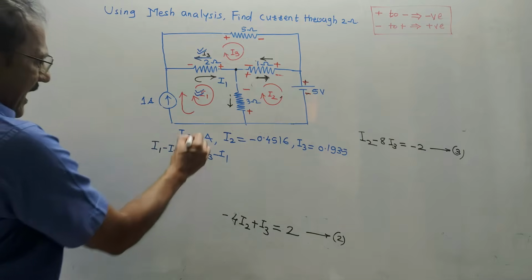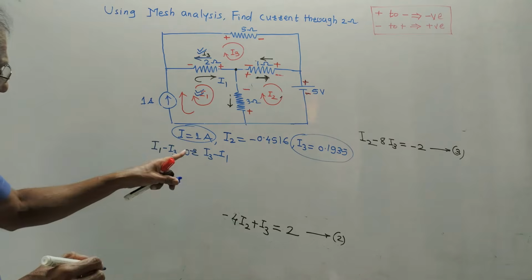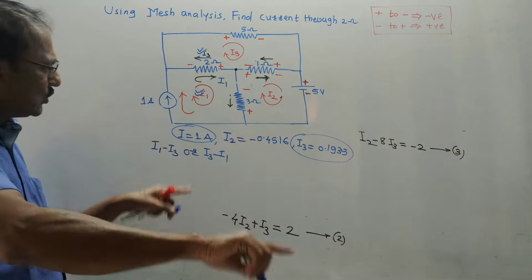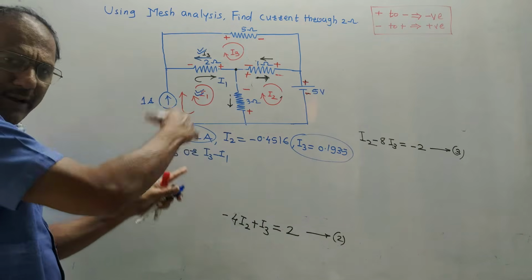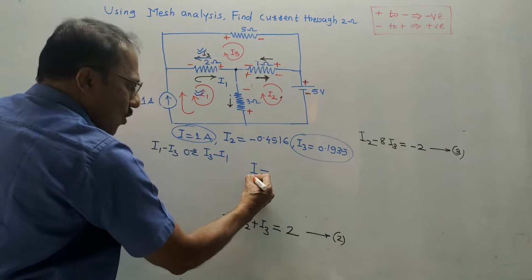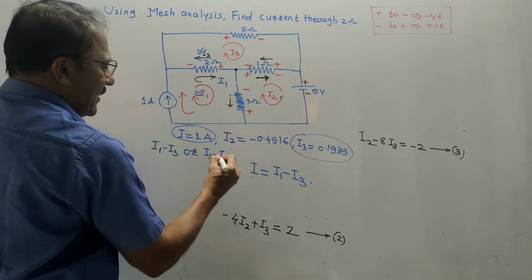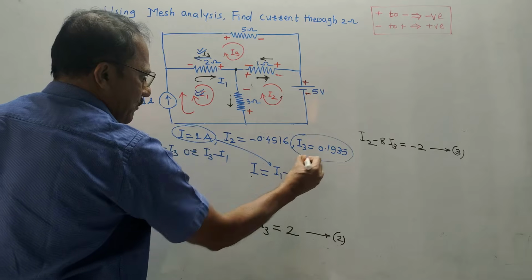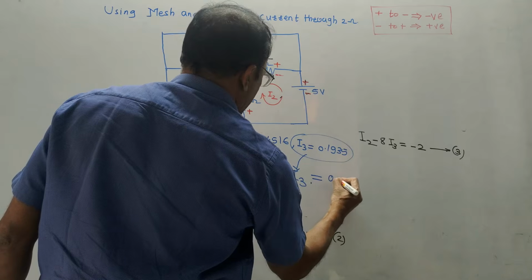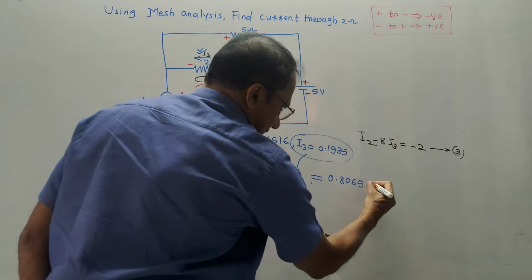Look at the values. I1 is 1 ampere, I3 is 0.1935. So the appropriate equation will be I1 minus I3, because I1 has the larger value. So always and always, larger value minus smaller value. So the final answer will be I, that is, the current passing through the 2 ohm, is equal to I1 minus I3. So simply put the values of I1 and I3 and solve. The current will be 0.8065. In the bracket, this unit is amperes.